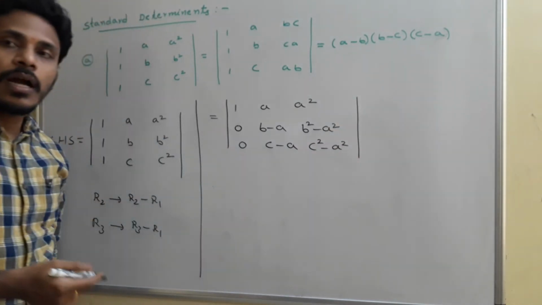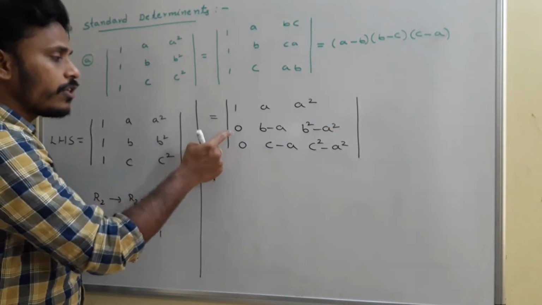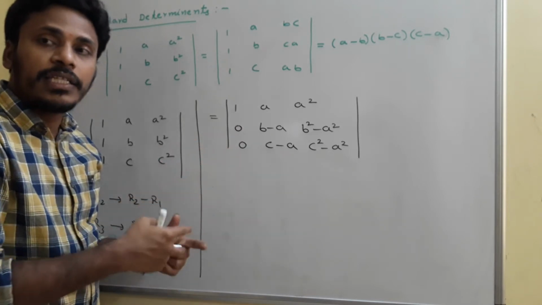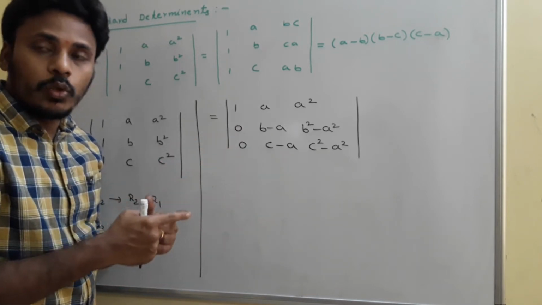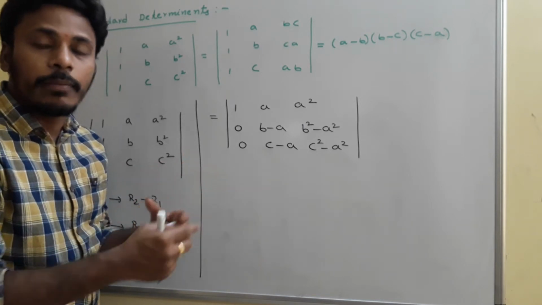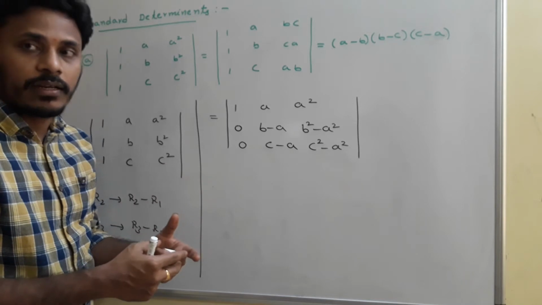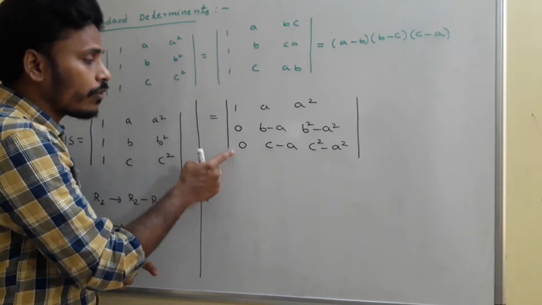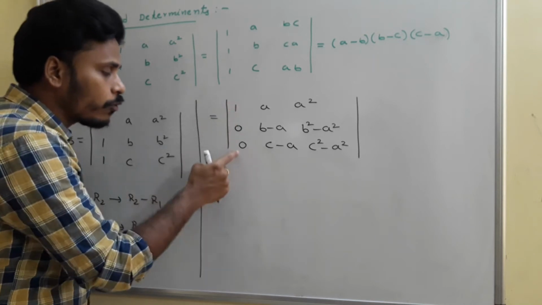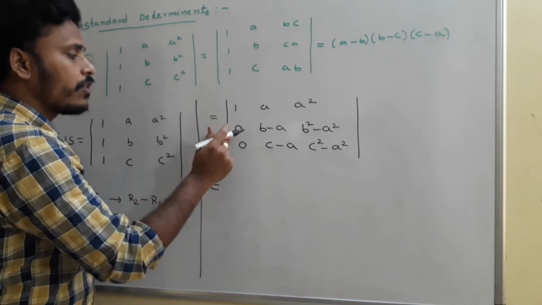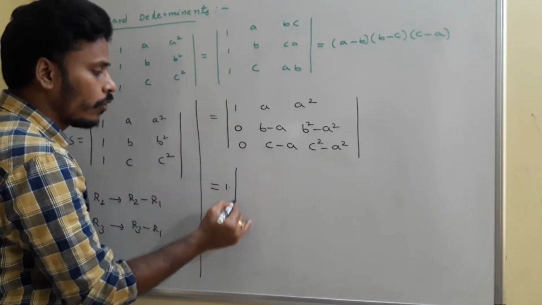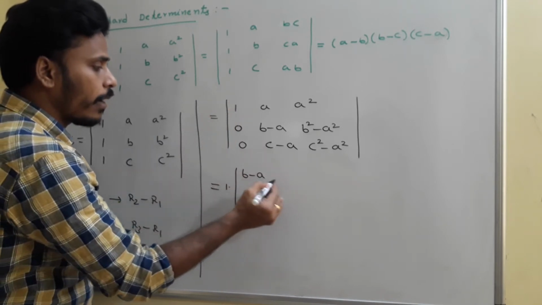Right. And now just have a look. Since these two are zeros, see, while finding the determinant, we just use any row or any column and then we multiply those elements with their corresponding cofactors. Since here two zeros are there, you just observe the first column, and to find the determinant you just follow the first column. Since these two are zeros, simply the determinant is this 1 into determinant of b minus a.